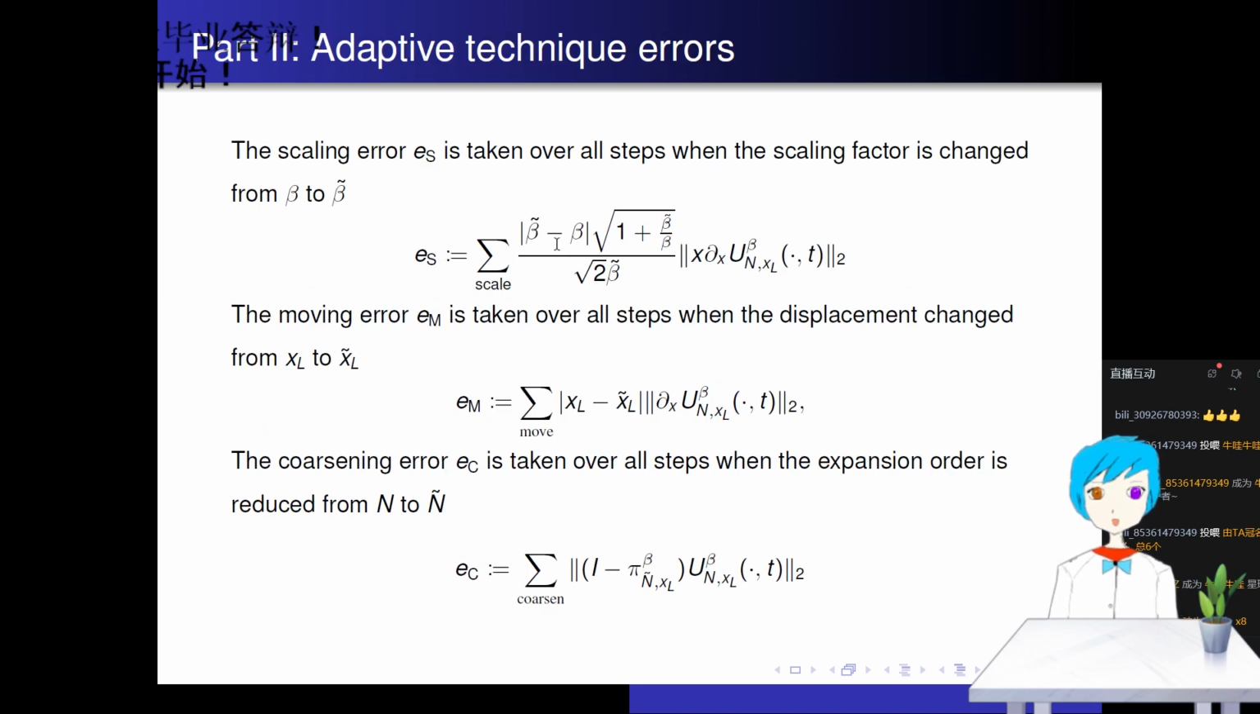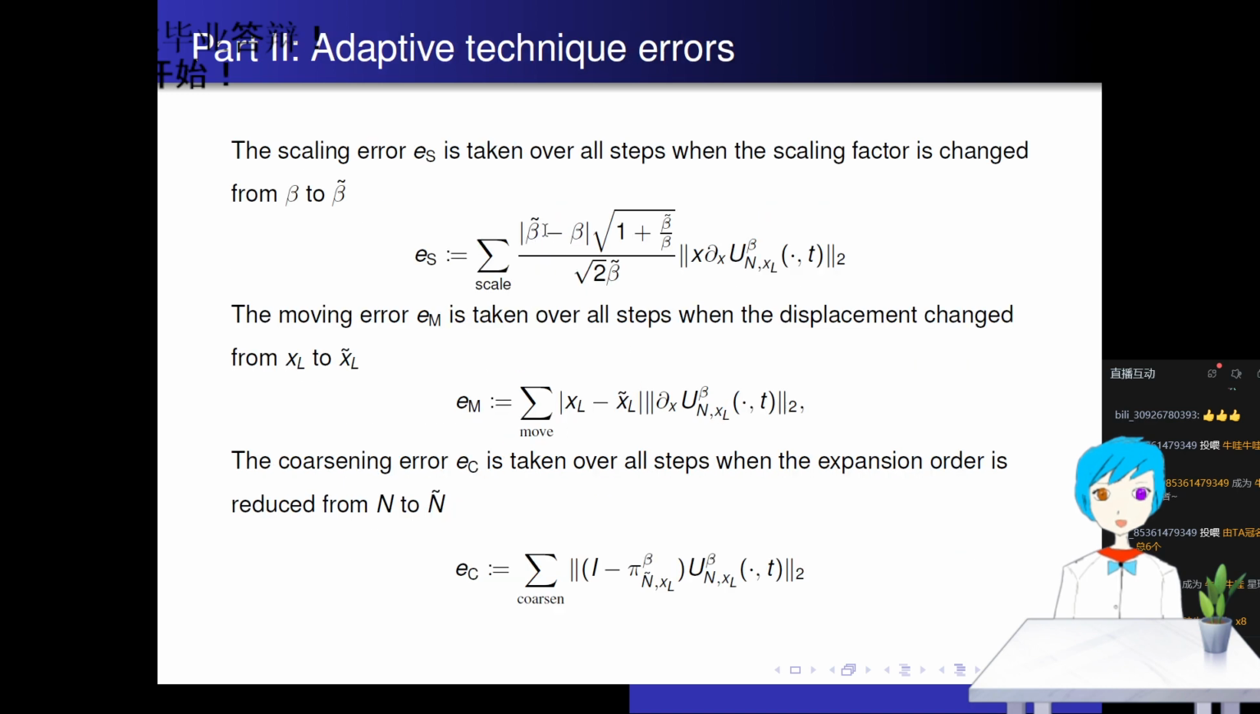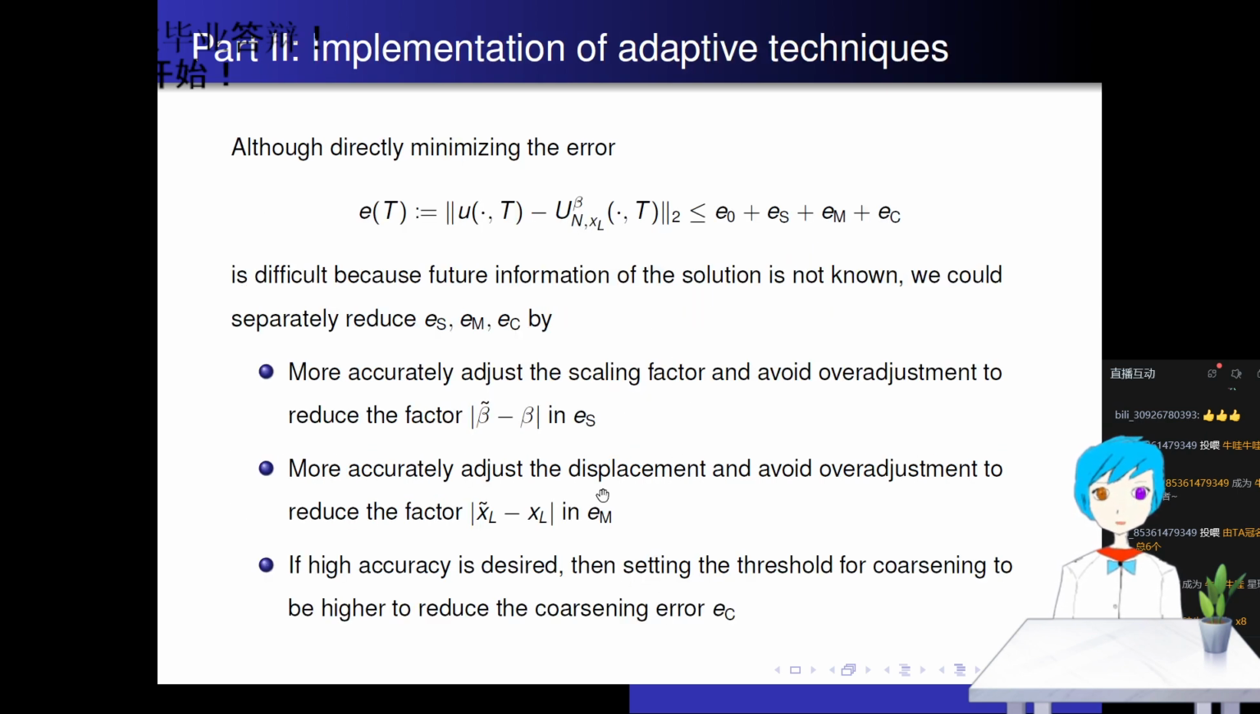For the three adaptive errors, they took the following forms. Those are complicated, but we can obtain some meaningful messages from these forms. Like for the scaling error E_S, by more accurately adjusting the scaling factor and avoiding excessive adjustments, we can reduce the adjustment in the scaling factor, beta delta minus beta here, and this error can be kept small.